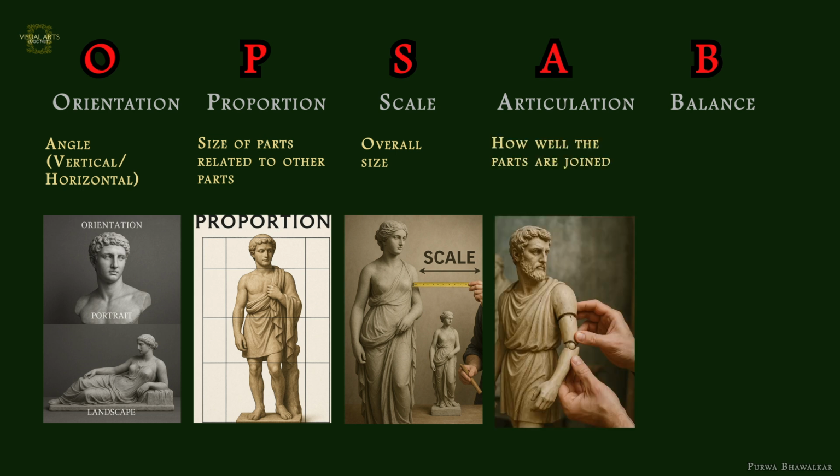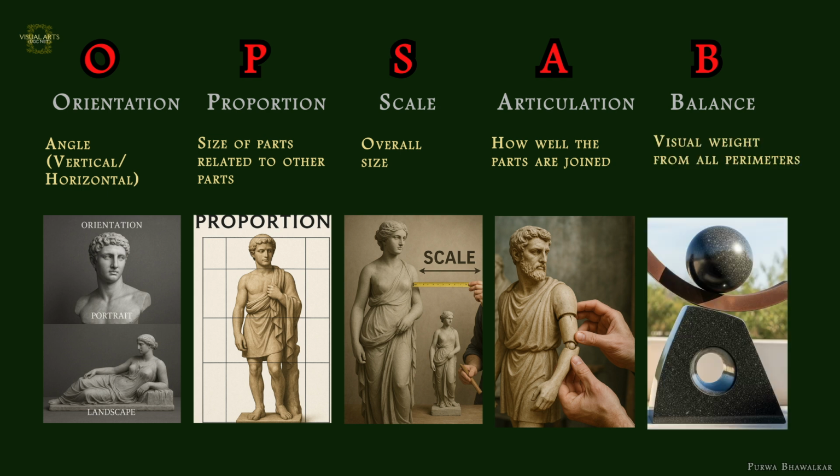Articulation involves how different parts of sculpture are joined or separated. This could involve visible joints or distinct edges. Balance involves the distribution of visual weight within the sculpture. This is influenced by all parameters of size, color, texture, and the overall form of the elements.